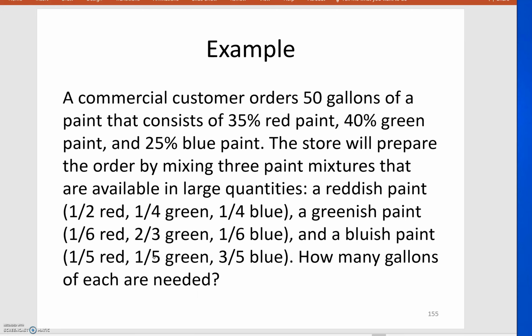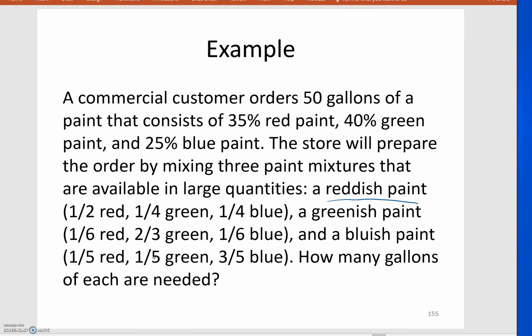A commercial customer orders 50 gallons of a paint that consists of 35% red paint, 40% green paint, and 25% blue paint. The store will prepare the order by mixing 3 paint mixtures that are available in large quantities. A reddish paint, which has these proportions, a greenish paint with these proportions, and a bluish paint with these proportions. How many gallons of each are needed?